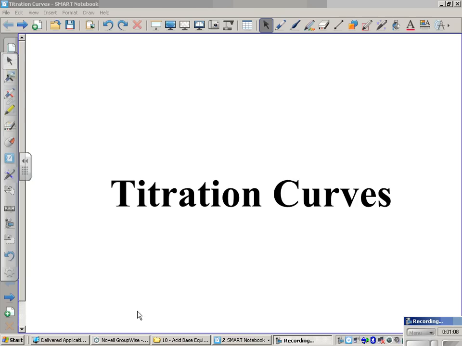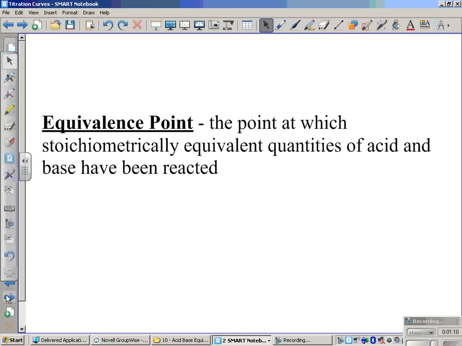Before we get going, though, let's start by looking at the definition of equivalence point. Equivalence point is defined as the point where the acid and the base have stoichiometrically reacted to neutralize each other. Now be careful of that word neutralize. Neutralize means to form neutral water, but the salt that forms may make the solution either acidic or basic or neutral, depending on what combination of strong acids and strong bases you have.